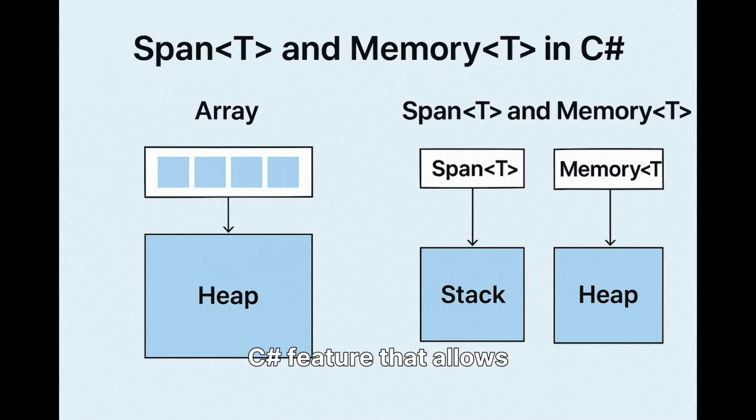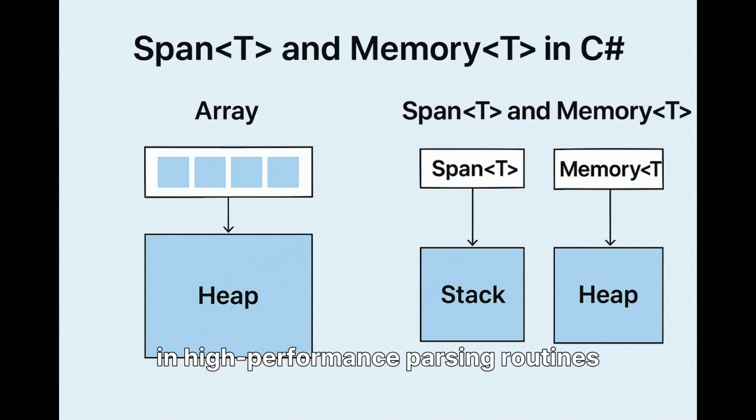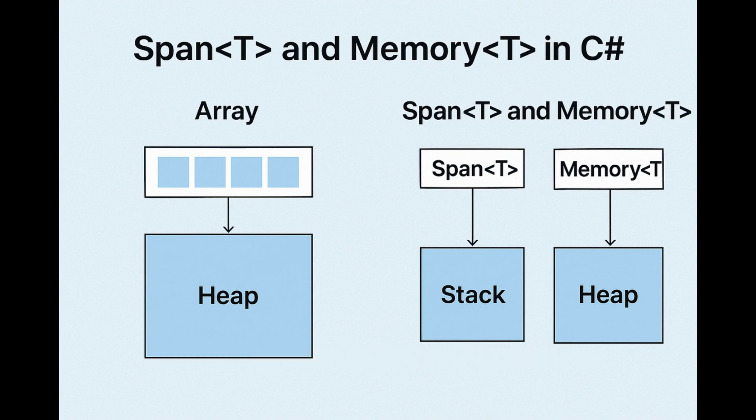Stackalloc is a powerful C# feature that allows for stack-based memory allocation, which is significantly faster than heap allocation for small, short-lived data structures. Unlike heap allocations, memory allocated with stackalloc is automatically deallocated when the method exits, incurring no garbage collection overhead. This makes it ideal for temporary buffers or small arrays where performance is critical, such as in high-performance parsing routines or cryptographic operations. However, it must be used with caution, as stack memory is limited and can lead to stack overflow exceptions if too much memory is requested.